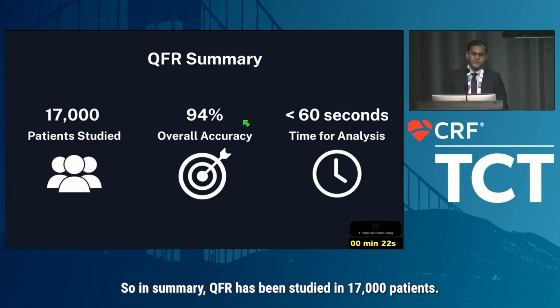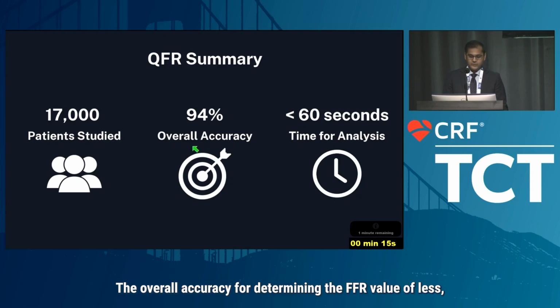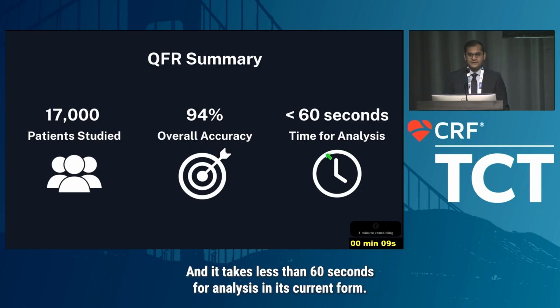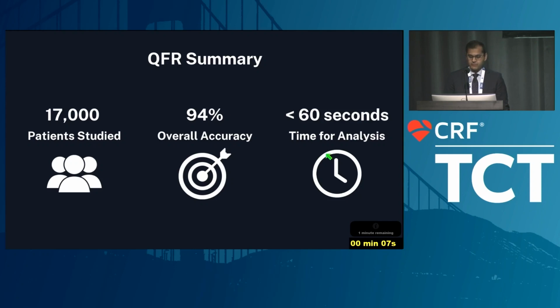In summary, QFR has been studied in 17,000 patients. The overall accuracy for determining an FFR value of less than or equal to 0.8 or greater than 0.8 is 94%, and it takes less than 60 seconds for analysis in its current form.